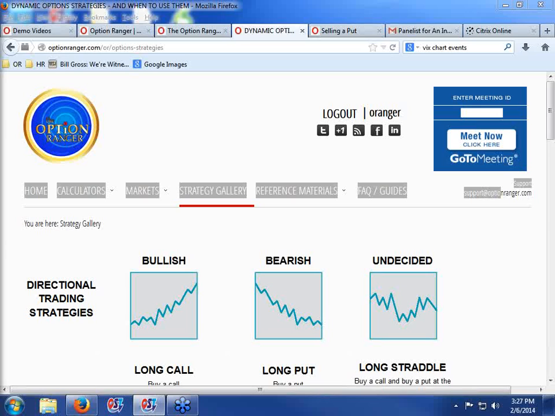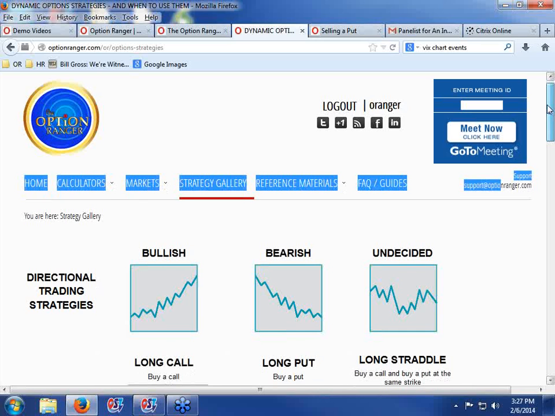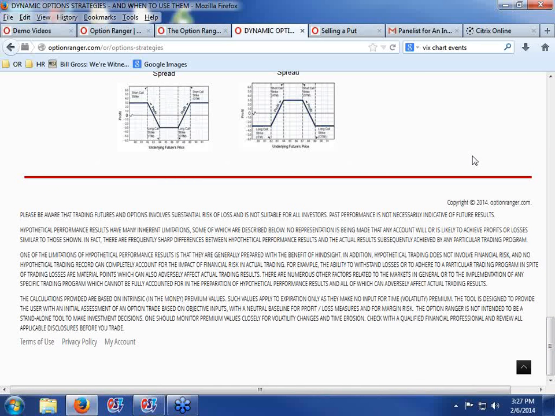First and foremost, by way of disclosure, when you register on the site in order to be able to access the Option Ranger, you're going to read this full disclosure and agree to it. The principal point I want to make about this or any educational material in trading is that we are not going over individual trading advice for anybody.